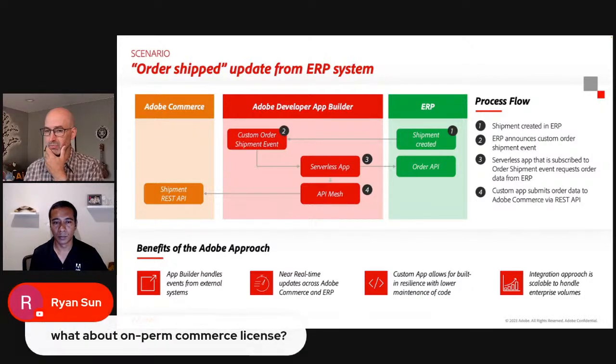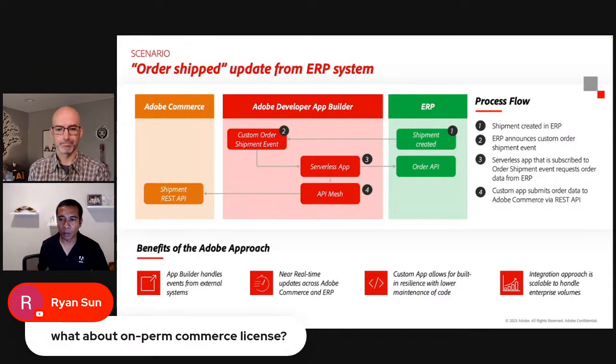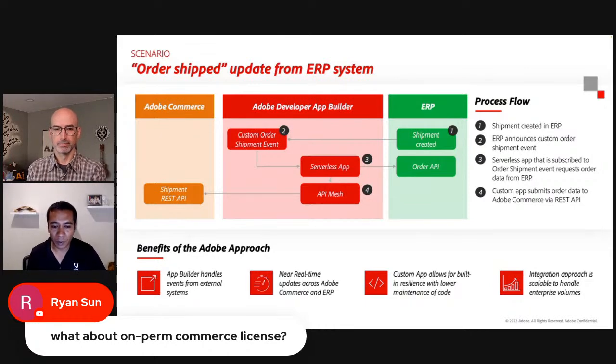Let's see, on-prem Commerce license. I'm not sure what Ryan's. So, I think I understand that. While App Builder is included at no additional cost, a certain capacity of it is included at no additional cost for customers on cloud. It is available for customers who are running Commerce on-prem. However, they need to purchase App Builder capacity.